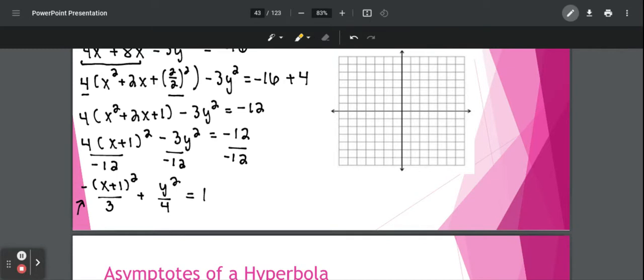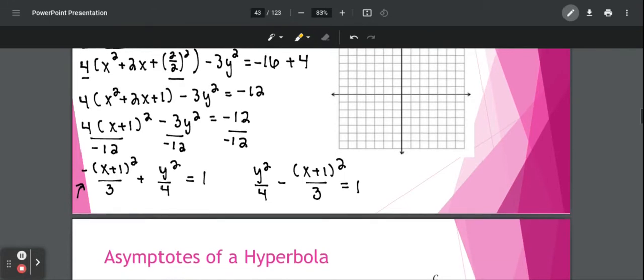So we're going to say our equation is actually y squared over 4 minus (x plus 1) squared over 3 equals 1. And so by doing that switch, now we know that y squared is coming first. So we have a vertical hyperbola.